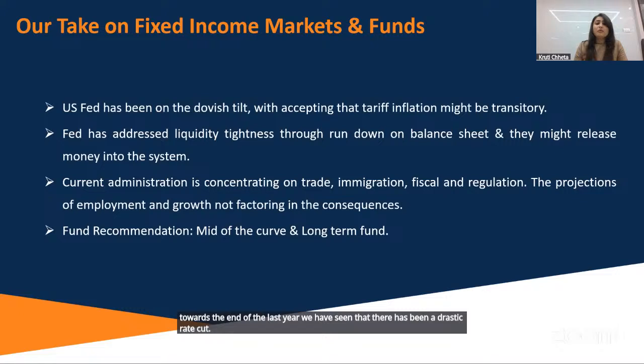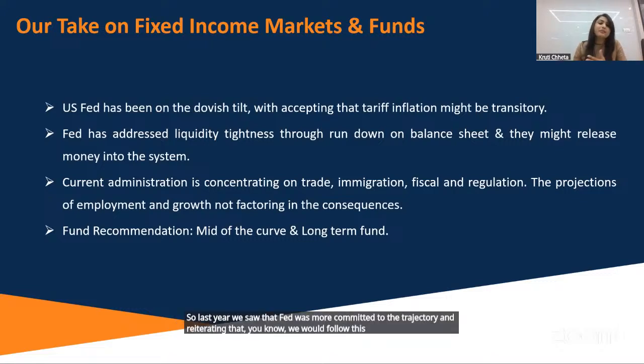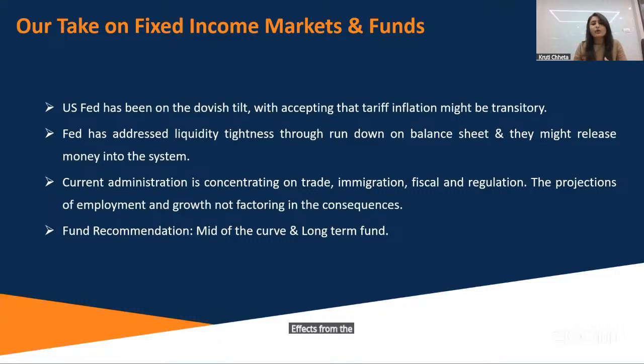Whereas last year we saw that the Fed was more committed to the trajectory and reiterating that we would follow this trajectory, they kept changing the trajectory. This time, they have changed the narrative and said that we will go with the flow, and as and when the hard data indicates, we will take the action accordingly. Therefore, from here on, hard data does matter, but eventually it boils down to the dovish tilt that is there. They're expecting that growth and unemployment would see a drastic slowdown, which would need more measures to be taken. Effects from the tariffs are still unknown.